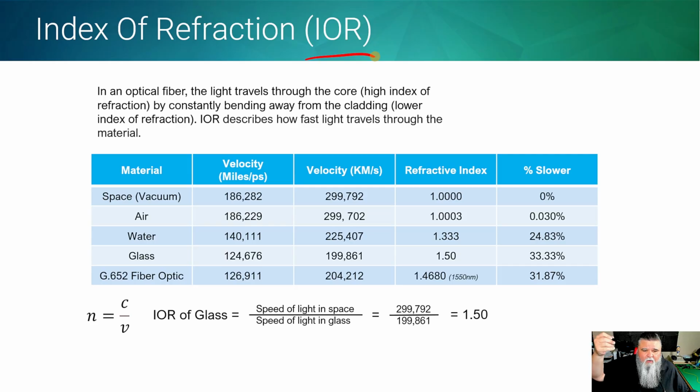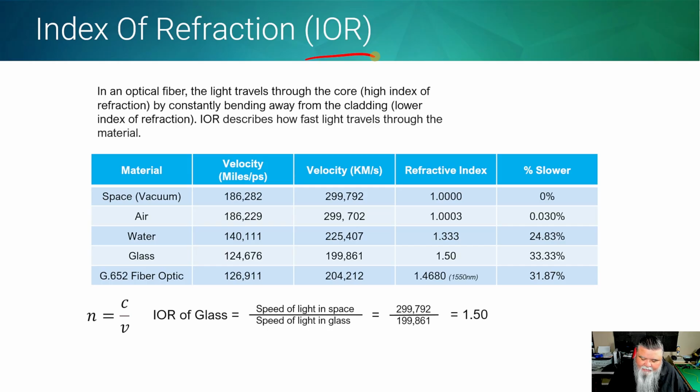The speed of light going through a vacuum or in space has a 1.0 index of refraction. That's about 300,000 kilometers per second, roughly. As that signal or light enters air, it slows down a little. As it enters water, it slows down even more. As it enters fiber, it slows down, and as it enters glass, it slows down. So we measure the speed of light within the particular material.